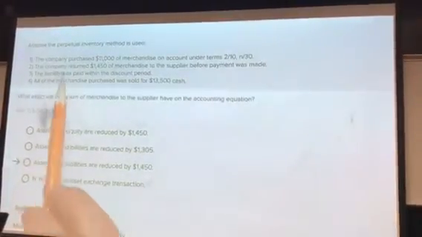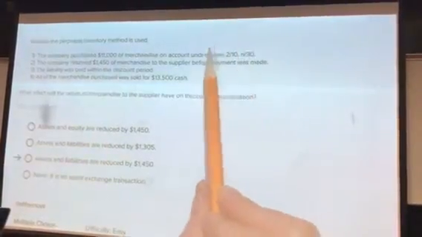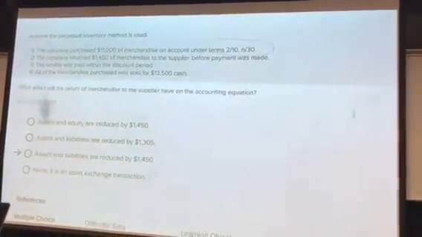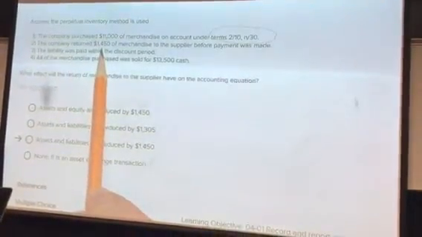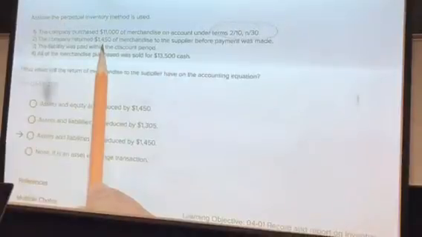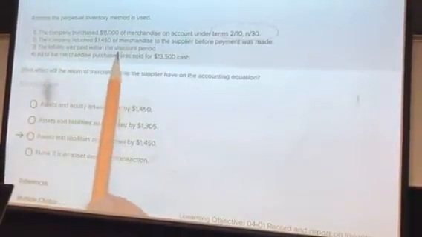Terms 2/10, net 30. The first thing they do is purchase merchandise. We're aware that there are terms, but that's not going to affect our first transaction. Then they return $1,450 of the merchandise to the supplier before they make a payment. And then they make their payment. The liability was paid within the discount period.